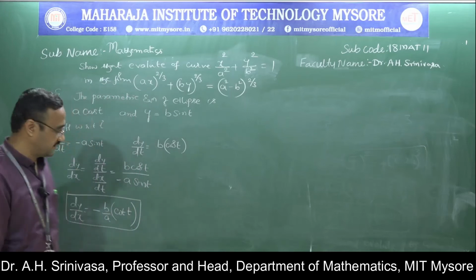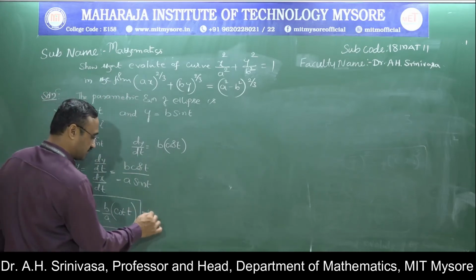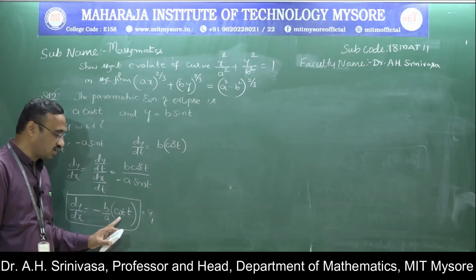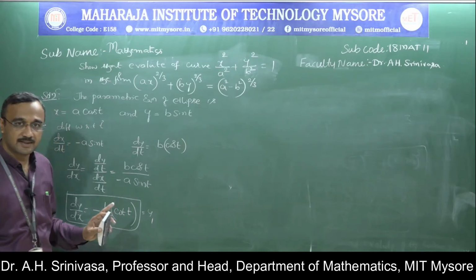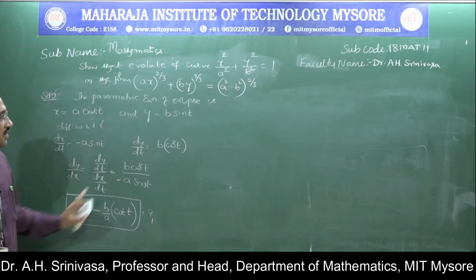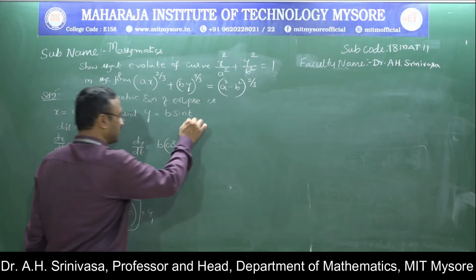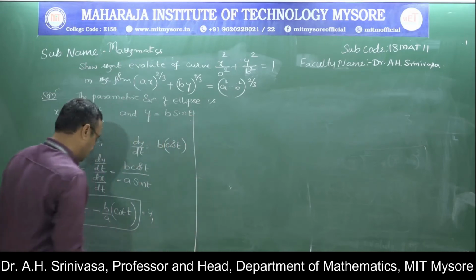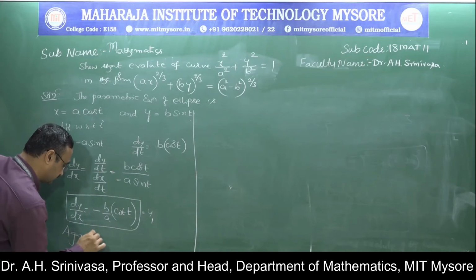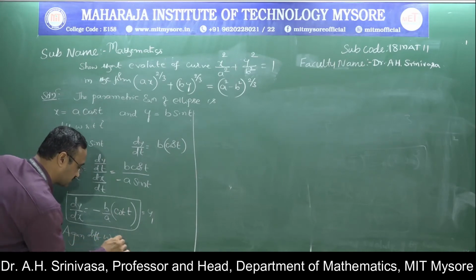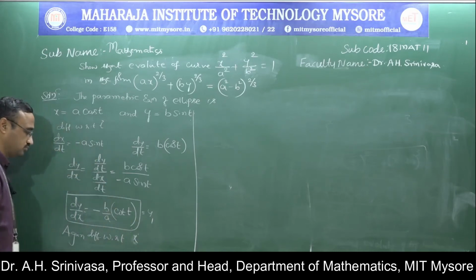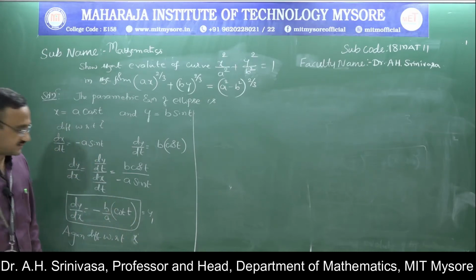Now I got the first order derivative. What is your first order derivative? You can also call it y1. Our first order derivative is minus b by a cot t. Is it clear? Okay. Now after finding out this first order derivative, we move to find out the second order derivative. Now again differentiate with respect to x now.